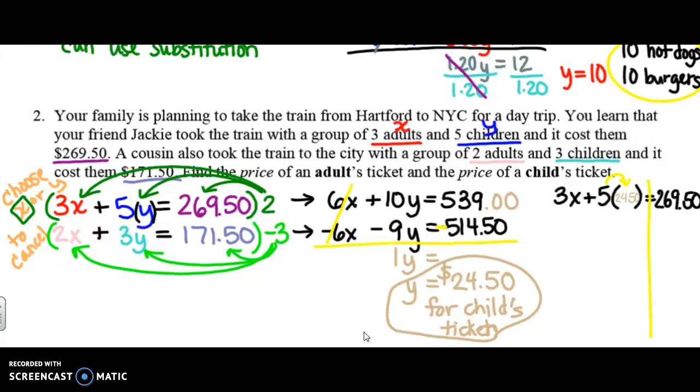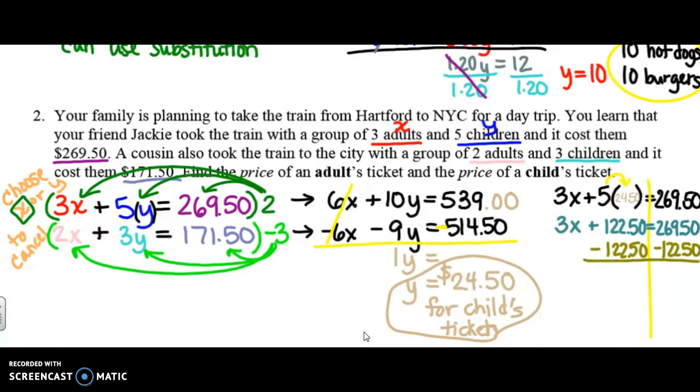I can drop down anything else that isn't being distributed or multiplied. So 3x can drop down, and so can the 269.50. When I distribute the 5, I get $122.50. Now the next question is, can I combine like terms? And the answer is, nah. I can't combine like terms because 3 has an x and 122.50 does not.